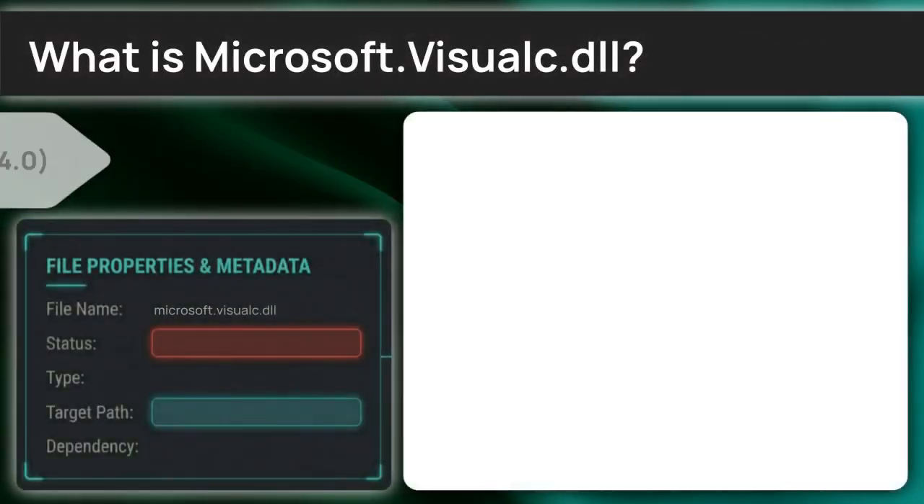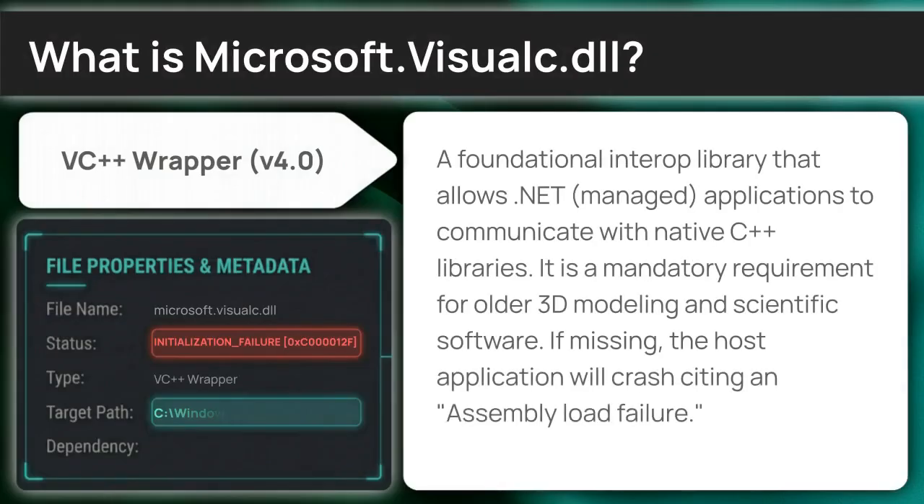This is the Microsoft Visual C++ Library, a foundational interop library that allows .NET managed applications to communicate with native C++ libraries. It is a mandatory requirement for older 3D modeling and scientific software. If missing, the host application will crash, citing an assembly load failure.